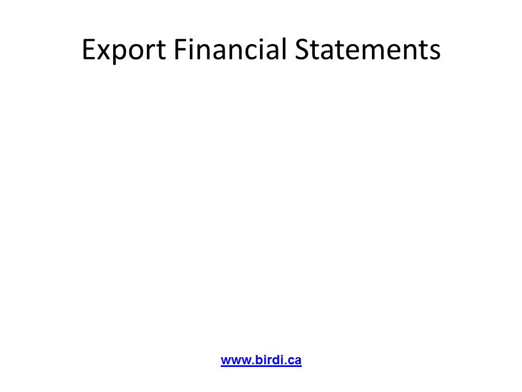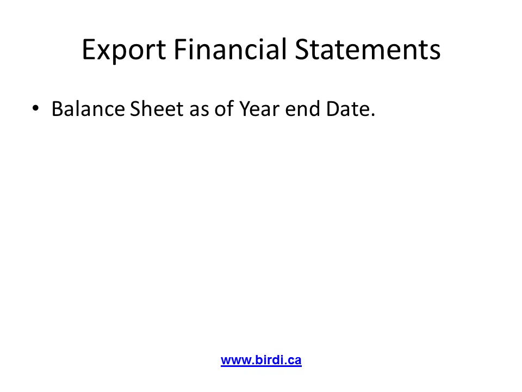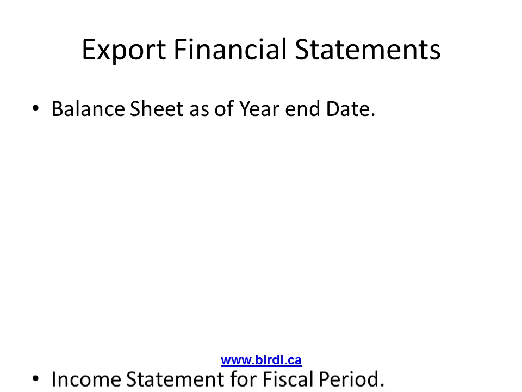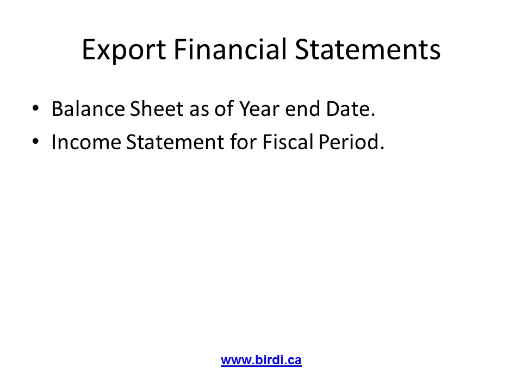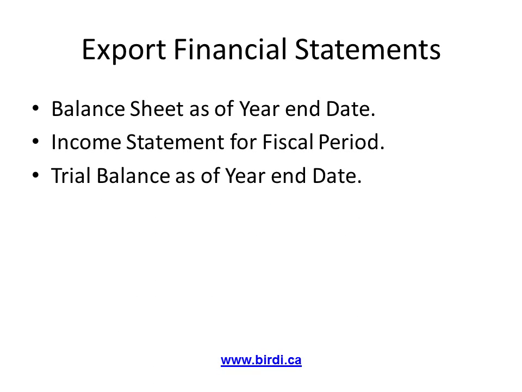Now that you have completed the bookkeeping for your company, you are ready to export your financial statements. Your accounting software can easily prepare and export the following statements. The balance sheet as of your year-end date. This report shows the company assets, liabilities, shareholder equity, and retained earnings. The company income statement for the fiscal period ending. This report shows the company revenues and expenses. The trial balance as of the year-end date. This report shows all balances from the company ledger accounts. It is basically the balance sheet and income statement combined together.